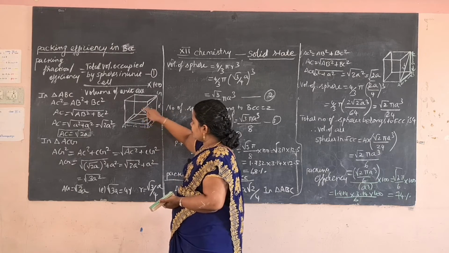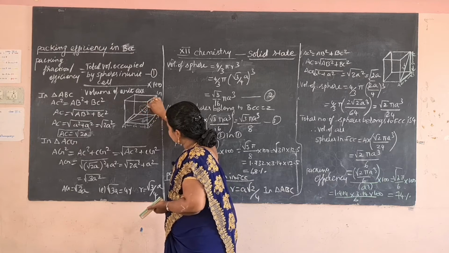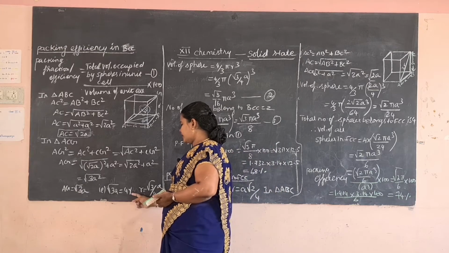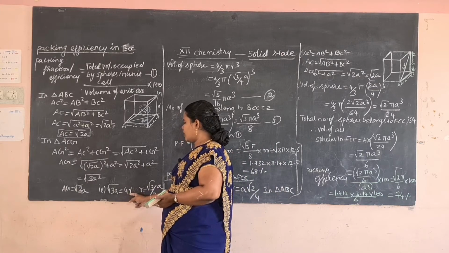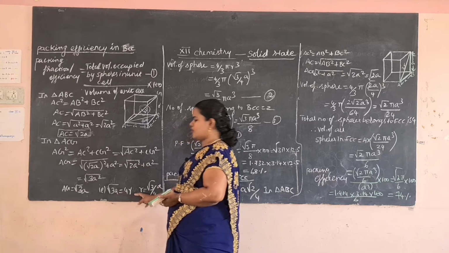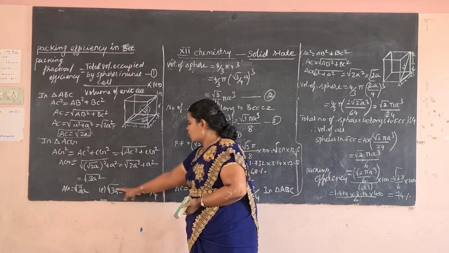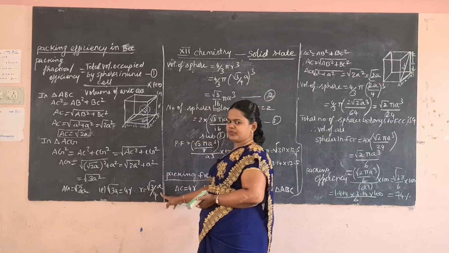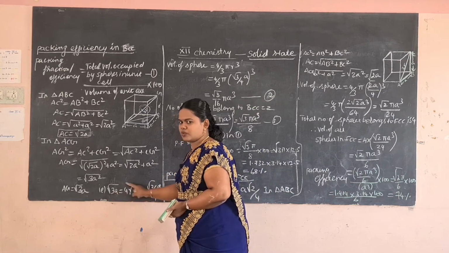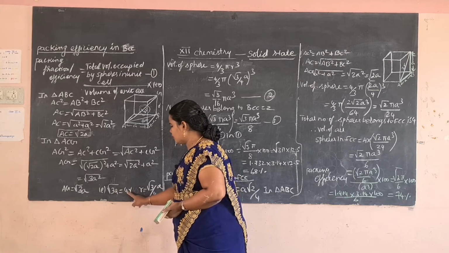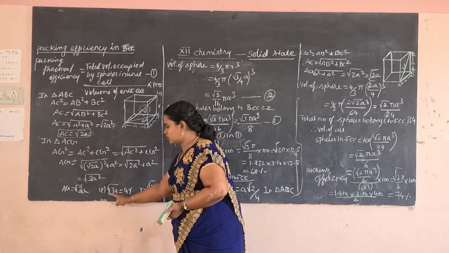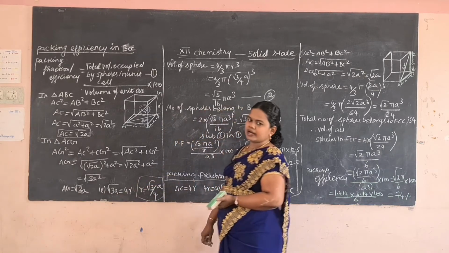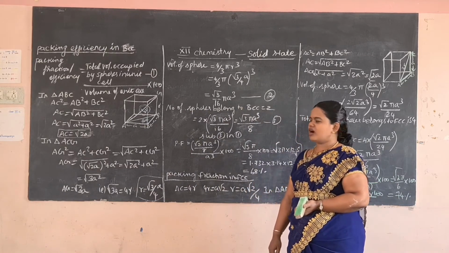This root 3 a is equal to 4R, since AG covers two radii of the corner spheres and the diameter of the body centered sphere. R is nothing but the radius. So when you substitute, root 3 a is equal to 4R. Then 4 will come to this side, and R is equal to root 3 by 4 a. So R is equal to root 3 by 4 a, where R is the radius of the sphere.